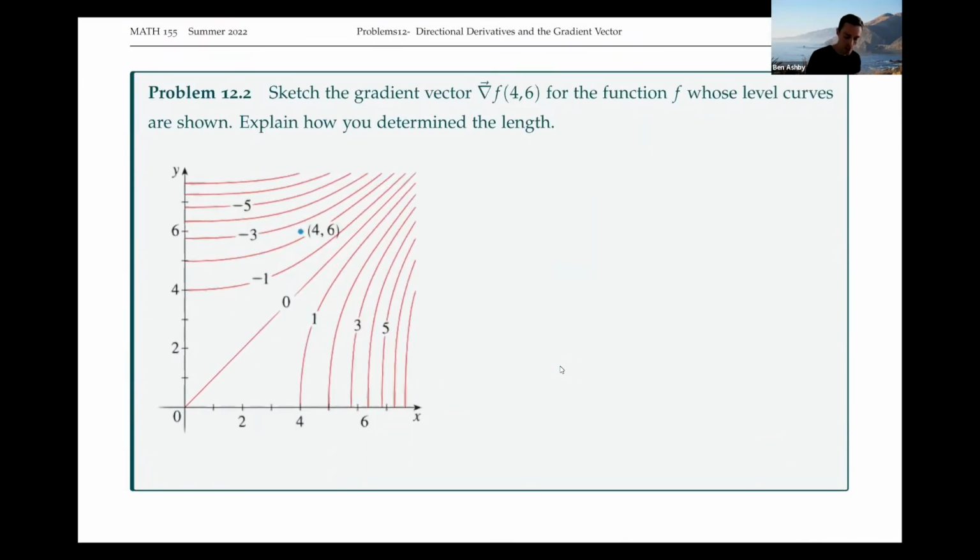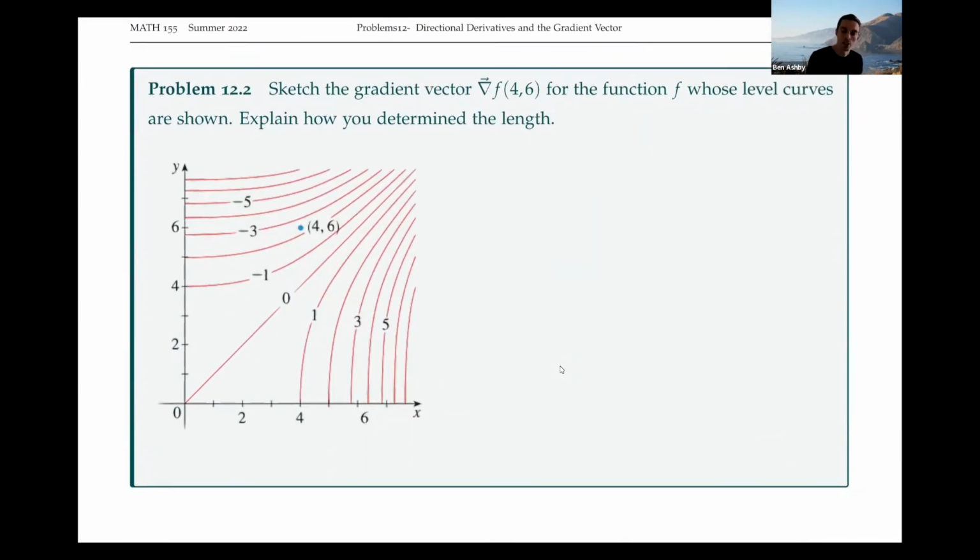Okay, moving on to this next problem here. We didn't get to go through this problem in class, but here we've got some level curves, and we were asked to sketch the gradient vector at a particular point, (4, 6), as shown here by this point on our diagram, for this function f, and we are asked to explain how we determined its length.